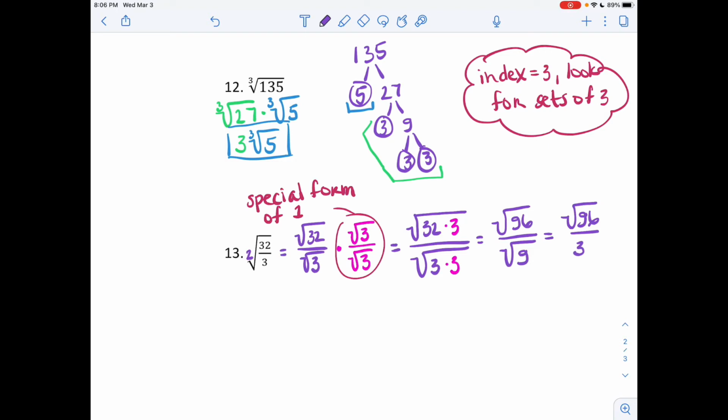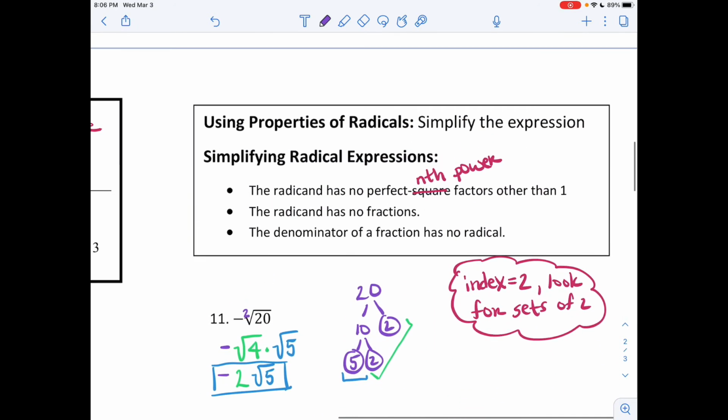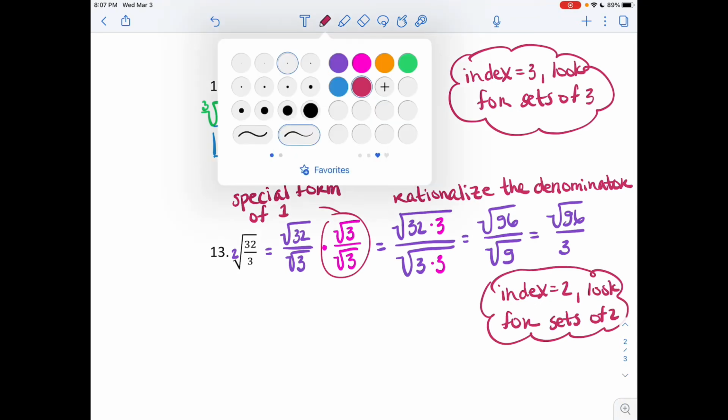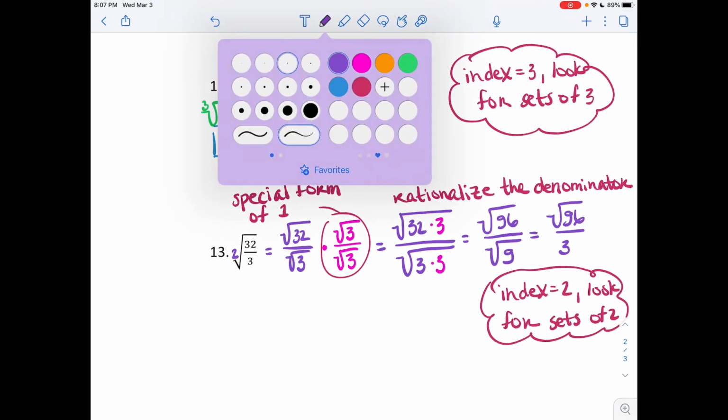We now have taken care of 2 of our properties for simplifying. We don't have a radical in the denominator anymore, and we don't have a radicand with fractions. This piece that we just did here is called rationalizing the denominator. We're creating a rational number. So you could make a note there. So now that we've rationalized the denominator, the last thing we need to do is check 96. We have an index of 2, so we will be looking for sets of 2 or pairs.